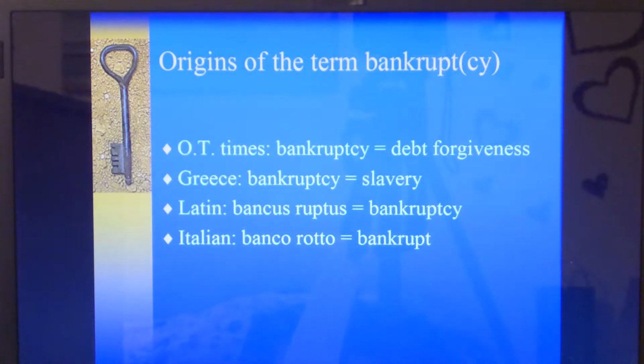My first slide here is titled Origins of the Terms Bankrupt or Bankruptcy. Bankruptcy is tied to the concept of debt forgiveness. It can be traced back to Old Testament times. Moses references a jubilee or holy year which happens every 50 years. This is where all debts were forgiven and the Israelites that had sold themselves into slavery were freed.